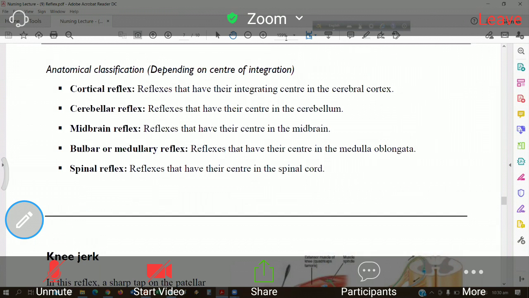In case of spinal reflexes, the sensory signals reach the spinal cord via the sensory or afferent fibers. They're integrated in the spinal cord. Motor signals are generated in the motor neurons located in the spinal cord, and then the motor signal is transmitted down to the effector organ. In case of cortical reflexes, the sensory signals reach the sensory cortices of the brain via the ascending pathways.